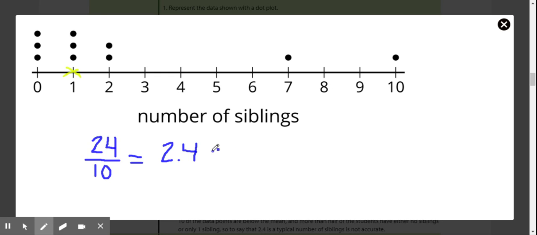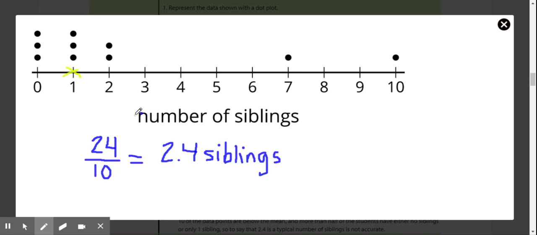Now, it's kind of hard to have 2 and a fourth of a sibling, or 2.4 siblings wouldn't be a fourth. But what happens is that mean is that balance point. So if we took the siblings away from this person and spread them out to the people who didn't have siblings, everybody would balance out to 2.4 siblings.